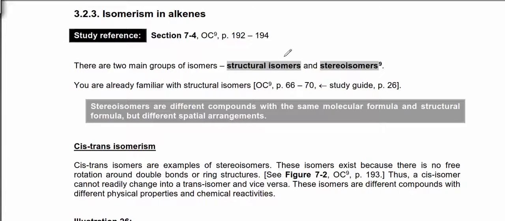Isomerism in alkenes. We have already seen that there are two main groups of isomers, structural isomers and stereoisomers. Structural isomers were characterized by the fact that the molecular formula is the same but the structural formula is different. In the case of stereoisomers, we have the same molecular formula and the same structural formula, but different spatial arrangements of groups around the carbon atoms. As an example of stereoisomers, we are doing cis-trans isomerism.